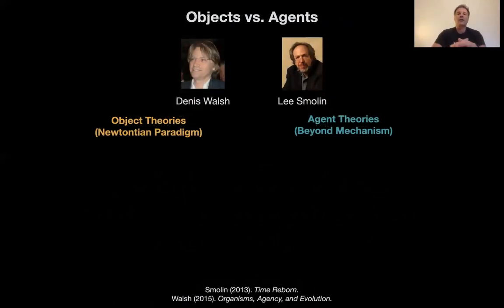So here's the argument again. I've been over this before, I just want to repeat it quickly. So if you want a theory that takes the organism as an agent seriously in evolution, then you have to have a proper representation.